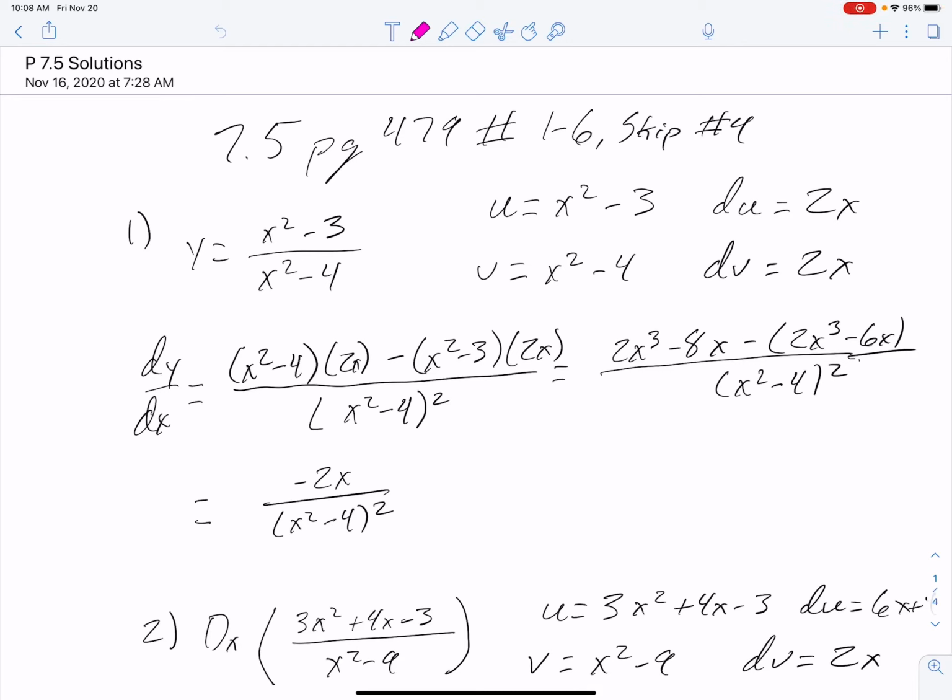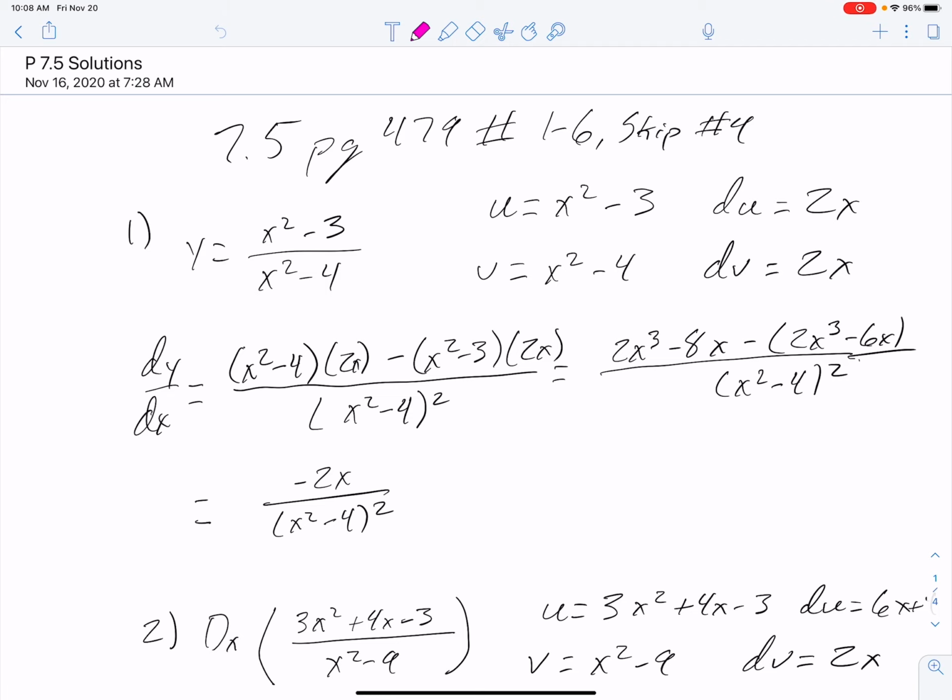All right, so here's the solution video for the 7.5 section, the quotient rule. Remember, as odd as it does sound, that little saying, low d high minus high d low, all over low low, gets us our derivative. All right, so let's go ahead and dive in.